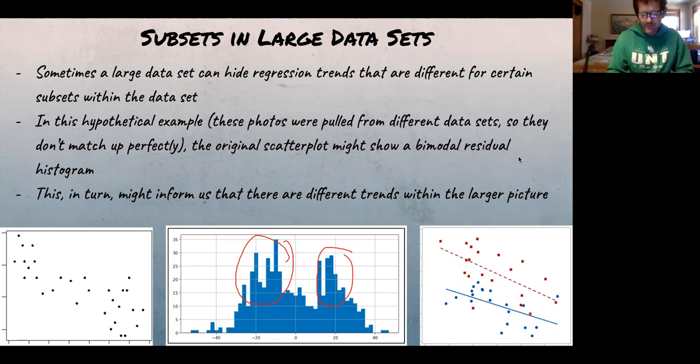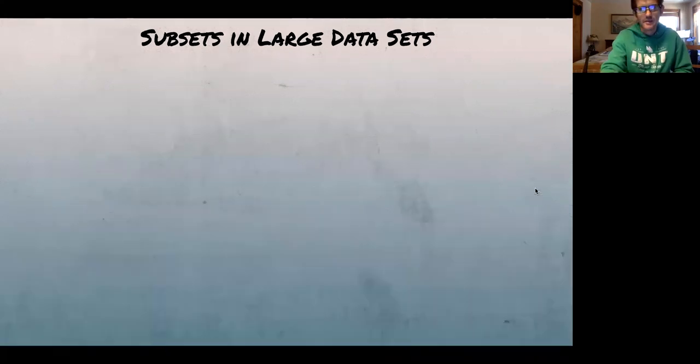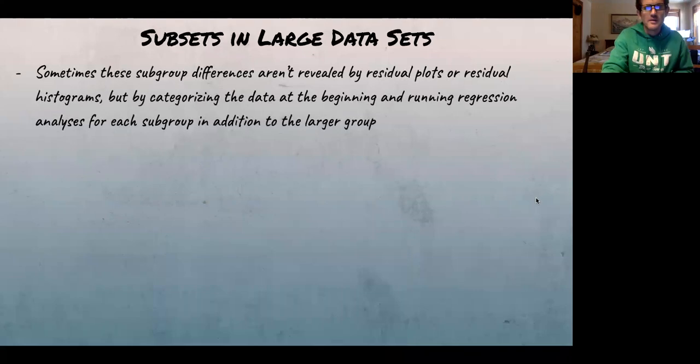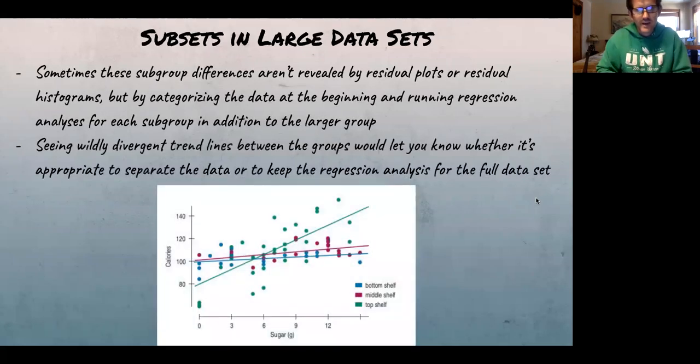Sometimes we know it ahead of time. So I'm going to bring up another example, from your textbook. Sometimes it's not that we discovered after the fact that there's a different subgroup; sometimes we code things ahead of time to be different. There's an example in your textbook about cereals and their sugar content.